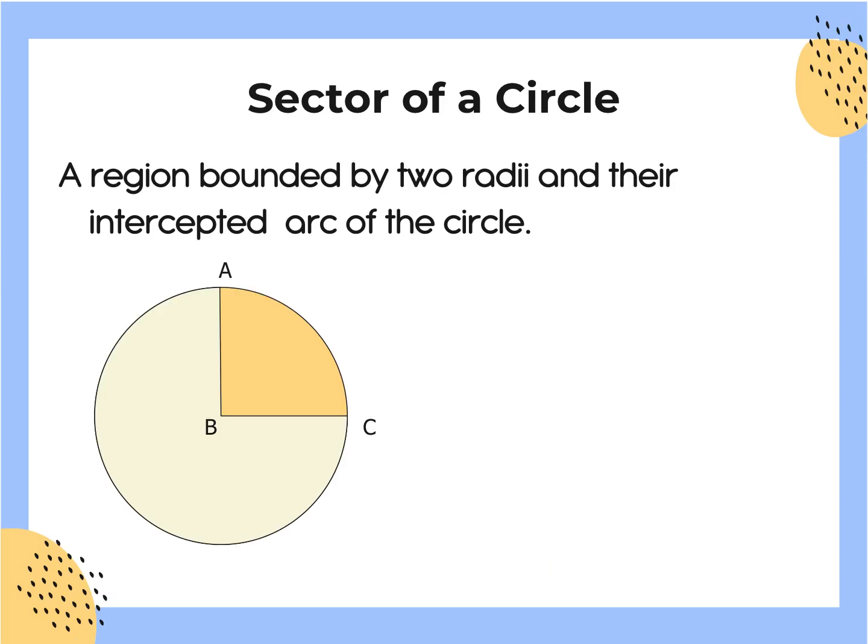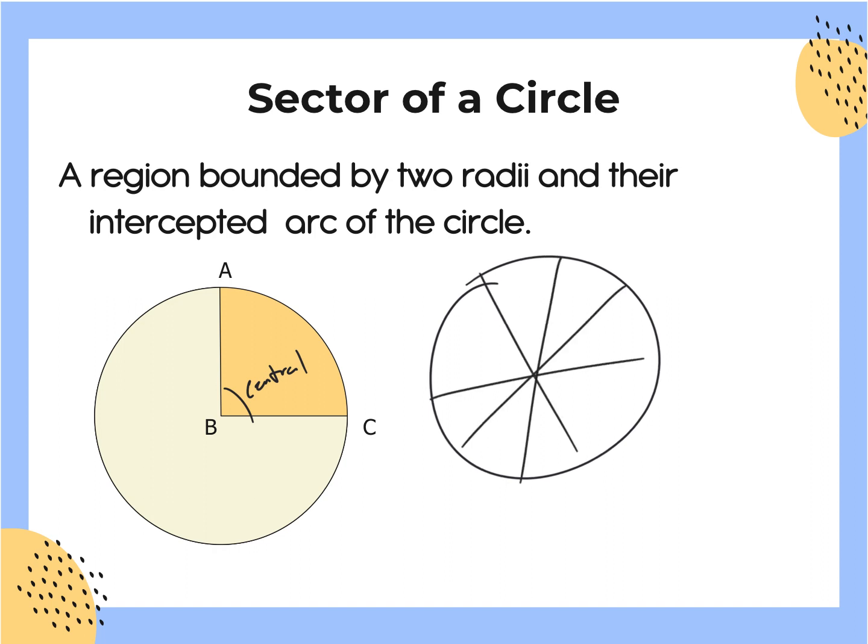Sector of a circle, a region bounded by two radii and the intercepted arc of a circle. So, honestly, the sector of a circle, like they said, is between two radii. Because they're between two radii, this is also a central angle. You can think of it kind of like a pizza. If you have a pizza, they always cut it through the center, or they try to cut it through the center. A section is just going to be a slice. In this case, it is that yellow-orange color. That would be the sector of a circle.